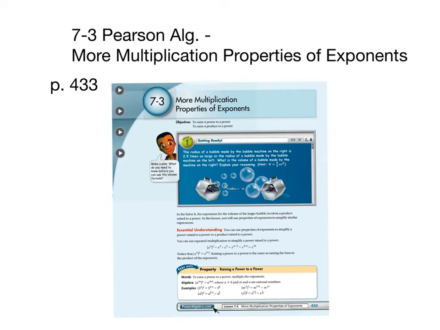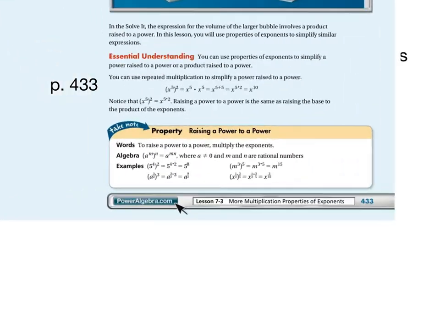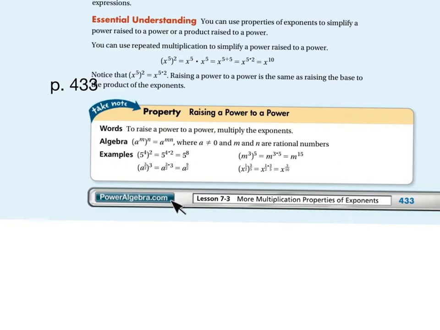Section 7.3, page 433 is called More Multiplication Properties of Exponents. And the bottom of the page here is kind of what we're going to focus in on. That's going to be a big part of the lesson. The book is calling it raising a power to a power. Might be better if we call it raising a monomial to a power. So monomial, that was supposed to be.